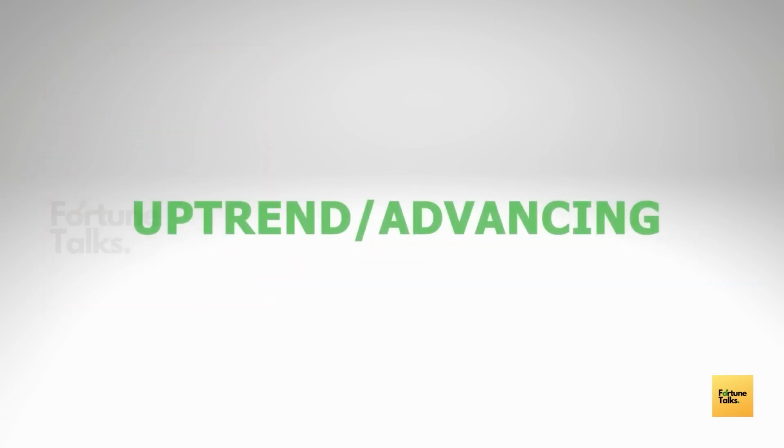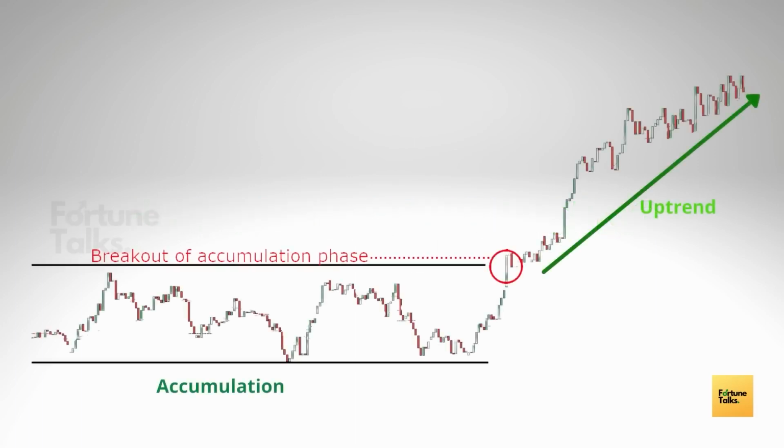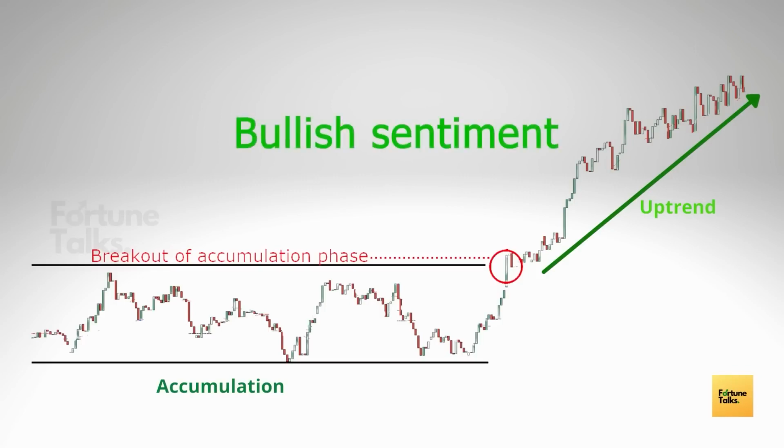Moving on to the uptrend or the advancing phase. This stage occurs usually after the price breaks out of the accumulation phase. Here's what happens in the uptrend or the advancing phase. After building up the positions, the institutions take the market higher. So there is a bullish sentiment in the market all along.